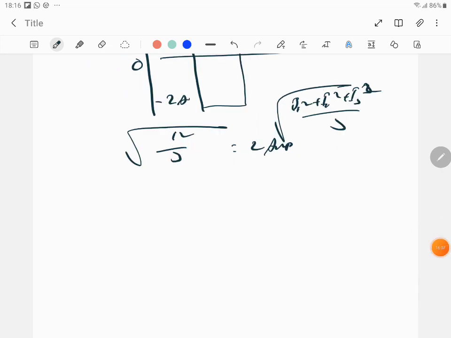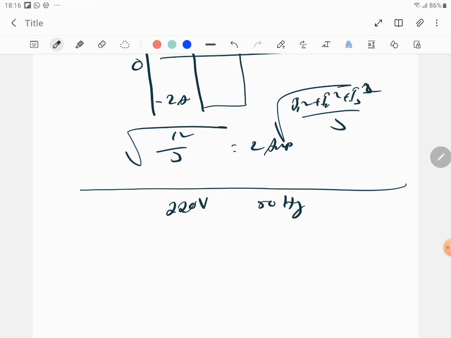This kind of sum will come as a 1 mark question, that's always there. So next: the electrical mains in a house are marked 220 volts, 50 hertz, which means obviously it's an AC. Write down the equation of instantaneous voltage. Instantaneous voltage E is equal to E naught sine omega t. E naught is the maximum value, and the frequency has been given. And what else is given? 220 volts has been given.